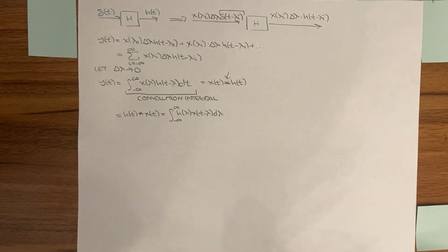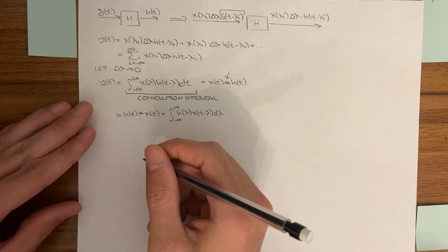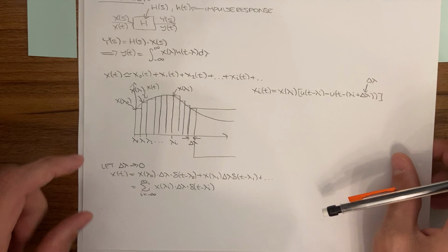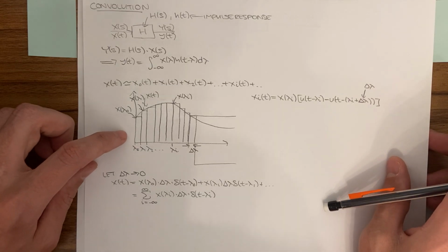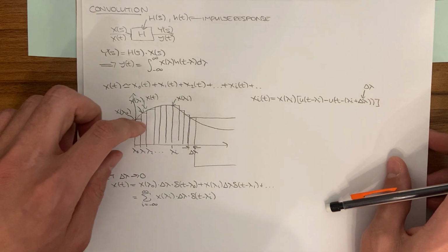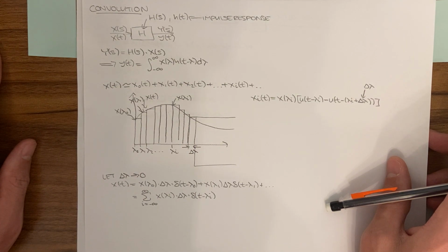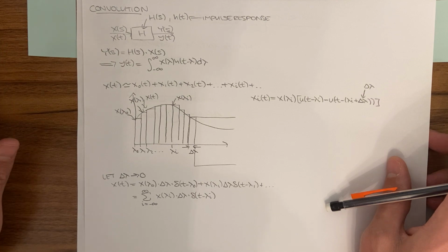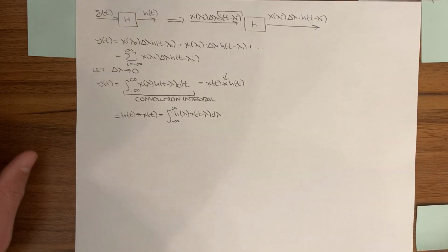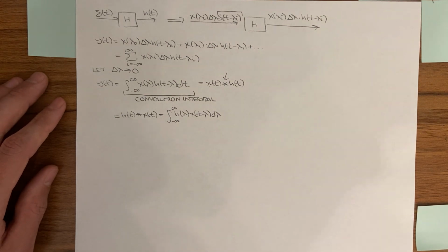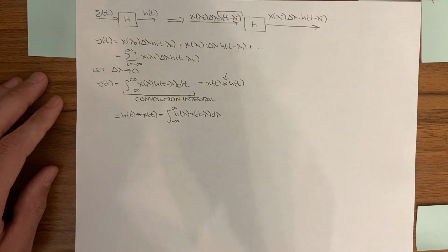Okay, so let's go back to a visual representation to show you what's going on. Just a couple minutes ago, I argued that x of t can be drawn as a bunch of scaled and shifted rectangular functions, or essentially a bunch of step functions. And then I argued that you can also do the same thing with delta functions.